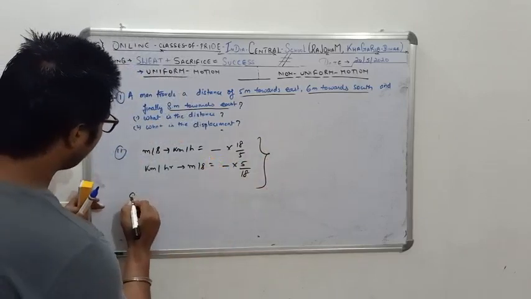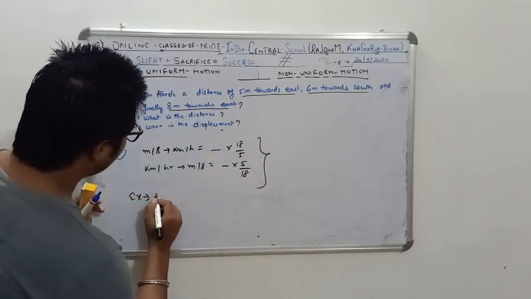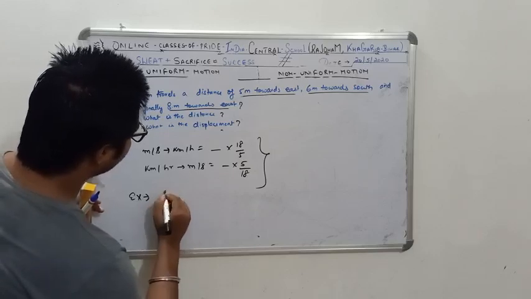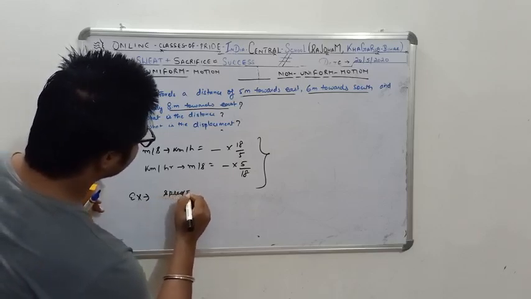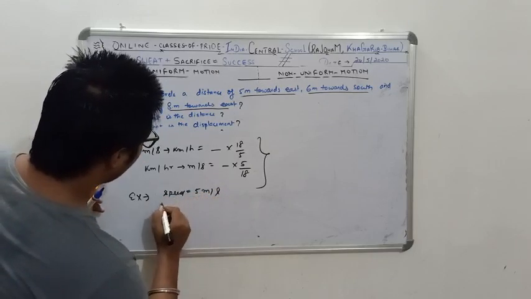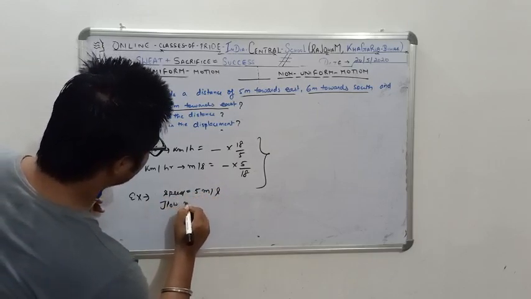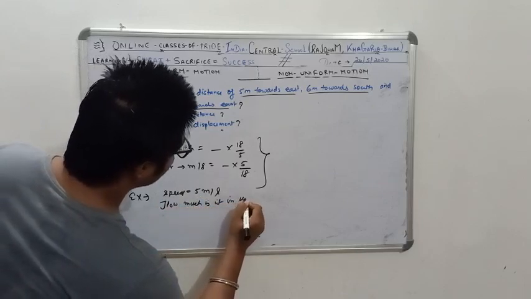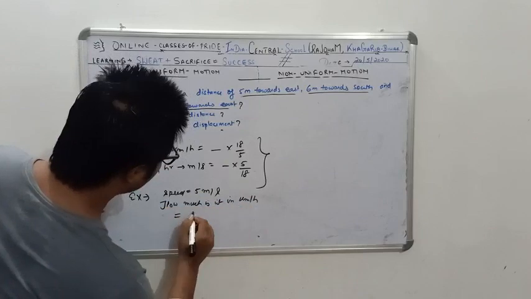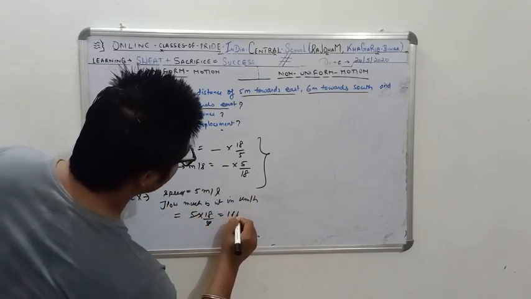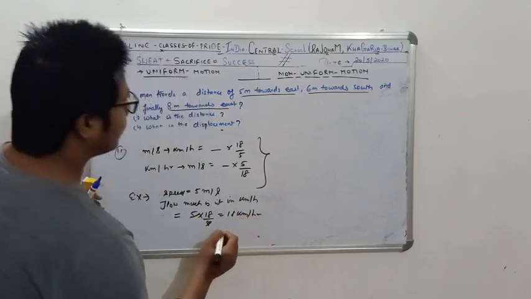Suppose, for example, the speed is 5 meter per second. How much is it in kilometers per hour? So what you need to do is 5 into 18 by 5, which becomes 18 kilometers per hour.